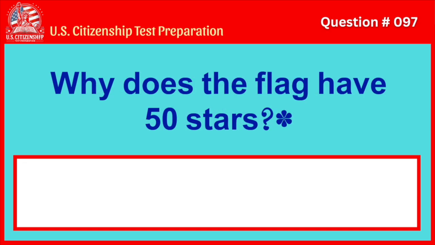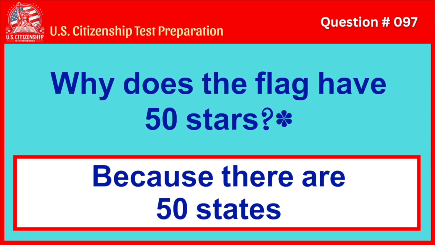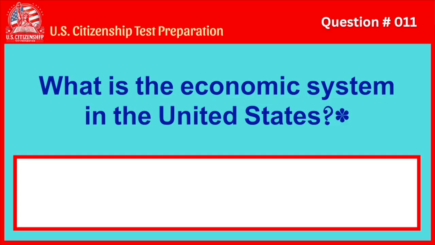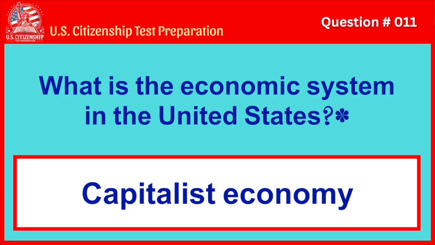Why does the flag have 50 stars? Because there are 50 states. What is the economic system in the United States? Capitalist economy.